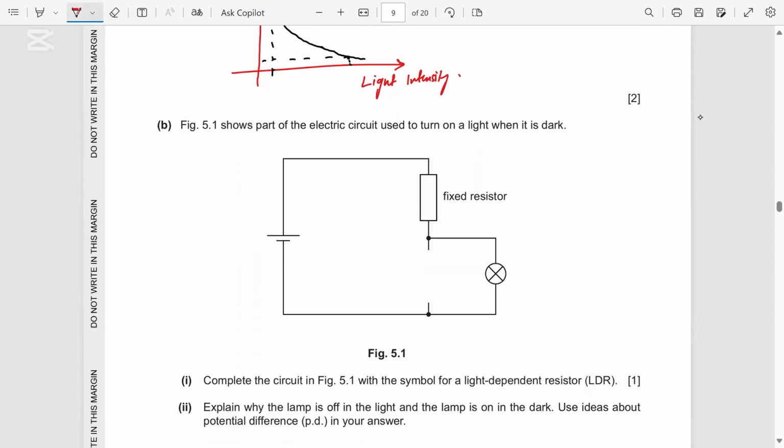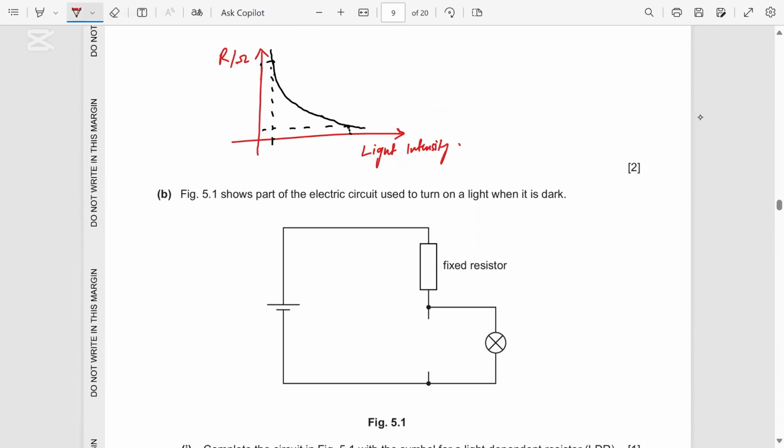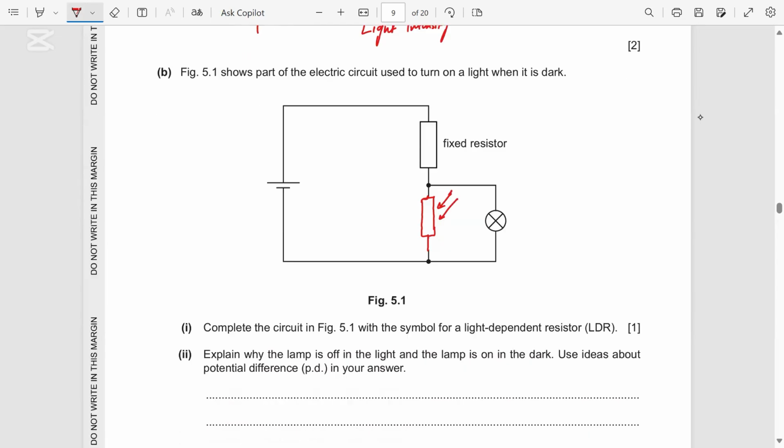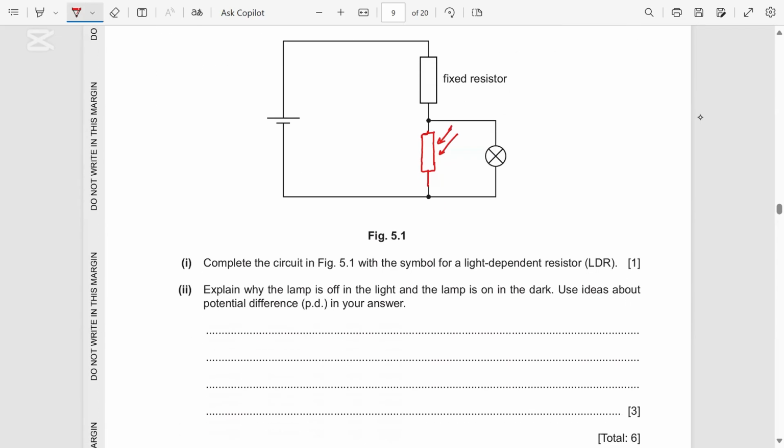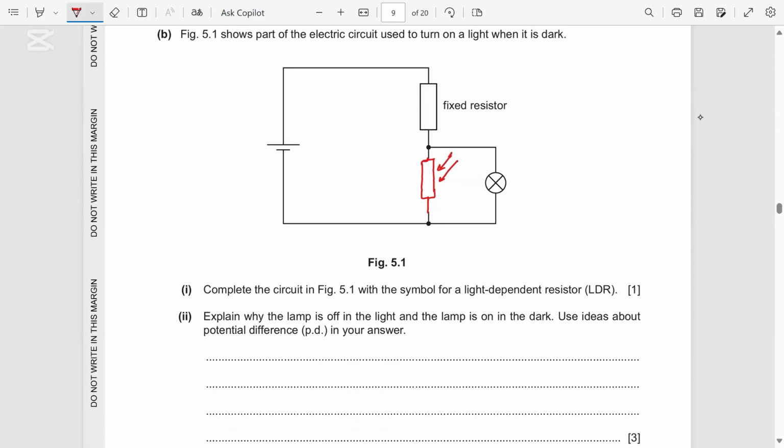Complete the circuit in figure 5.1 with a symbol for a light dependent resistor, LDR. What you're going to do is draw here the symbol for the LDR. The next part is: explain why the lamp is off in the light and the lamp is on in the dark. Use ideas about potential difference in your answer. So they have laid emphasis here on the potential difference, right?